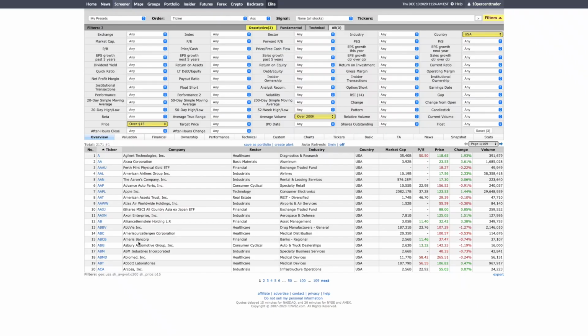If you're somebody that likes to trade smaller price stocks, you can maybe be looking for stocks that are under $10 per share.